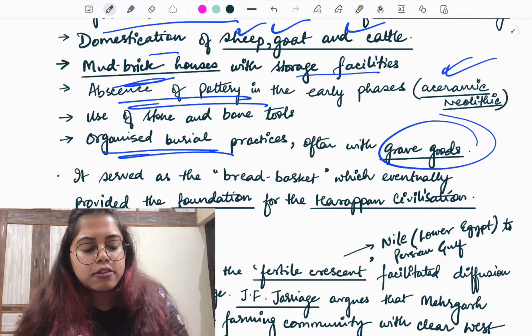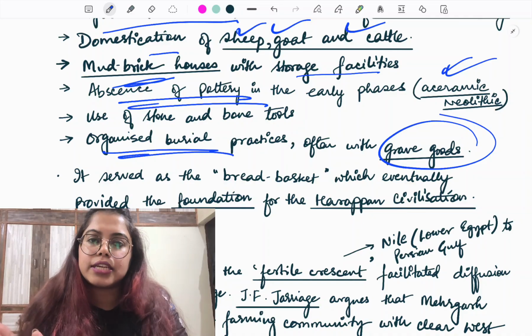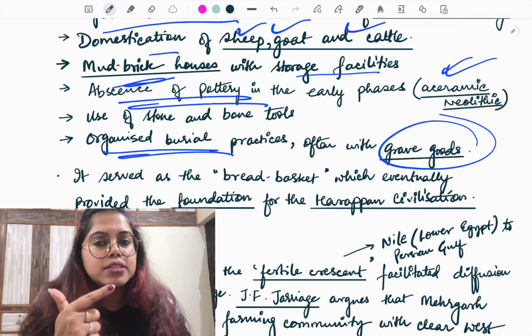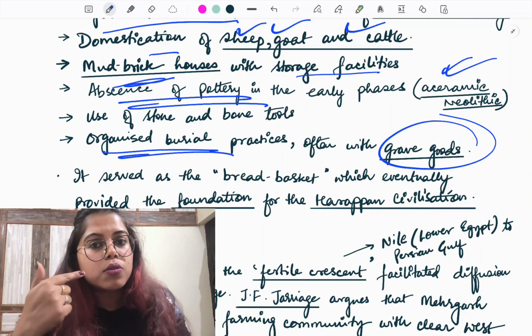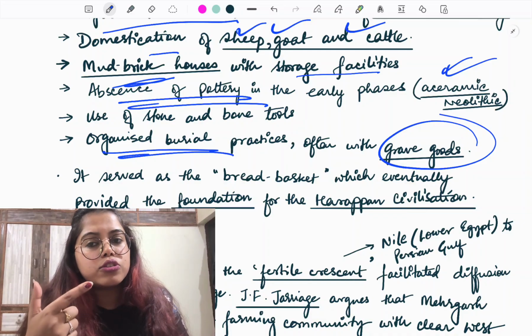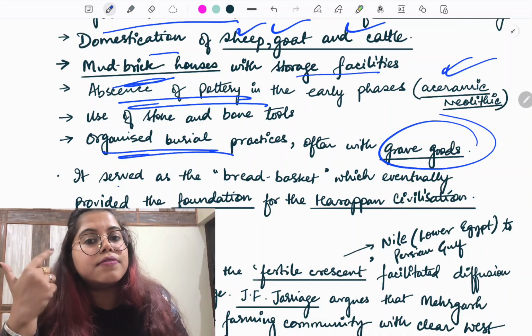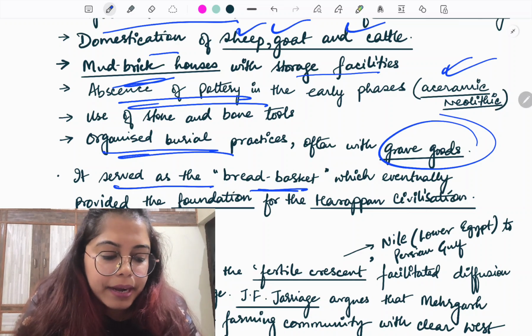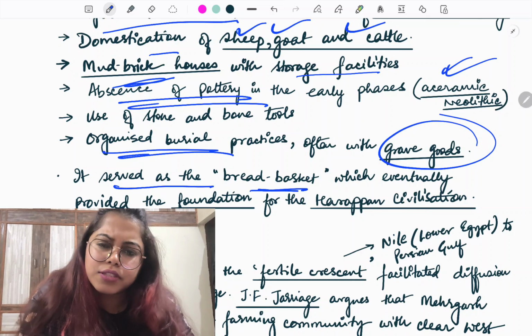The kind of graves that we found in Mehergarh show that it was organized, and it also shows that there were grave goods. That means there was also an abstract idea of afterlife in the mind of the people. So this all shows developed cognitive thinking among humans. Next is, it served as the bread basket which eventually provided foundation for the Harappan civilization.